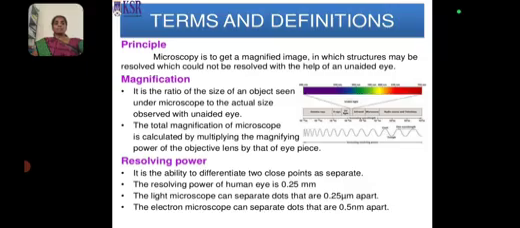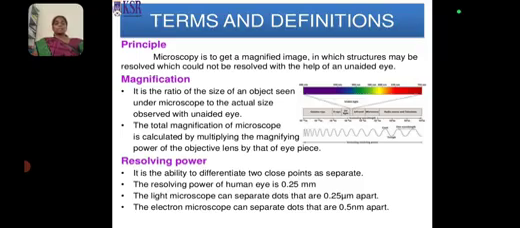Then, terms and definitions. First of all, we should know the principle of the microscope. Microscopy is to get a magnified image, that is, an enlarged image in which structures may be resolved which could not be resolved with our naked eye. Next, magnification. Magnification is the ratio of the size of an object seen under the microscope to the actual size observed with our naked eye. The total magnification of a microscope can be calculated by multiplying the magnifying power of the objective lens with the eyepiece.